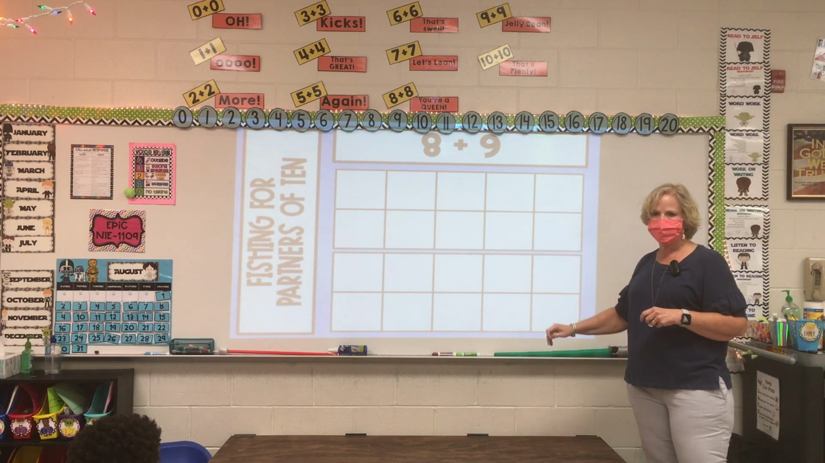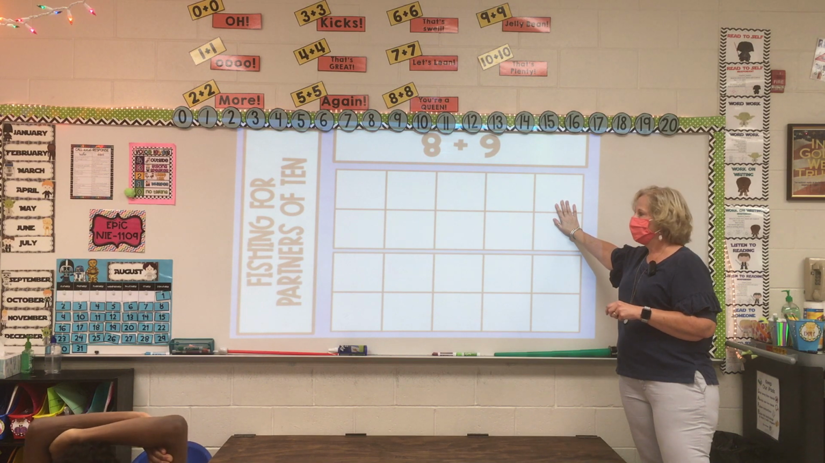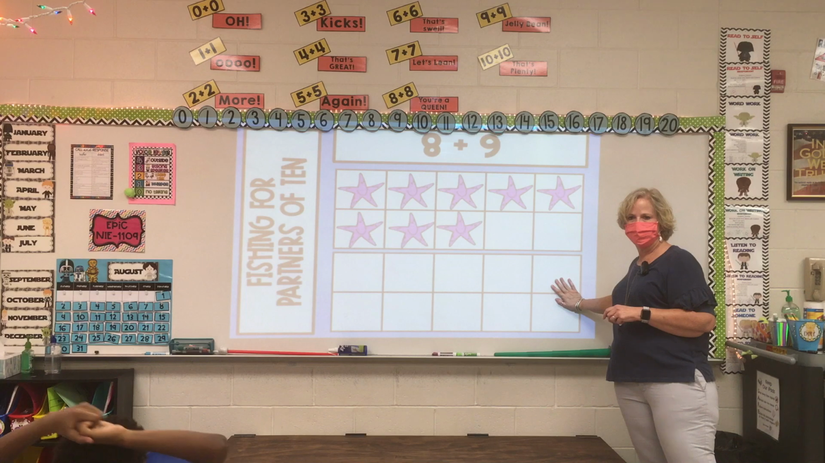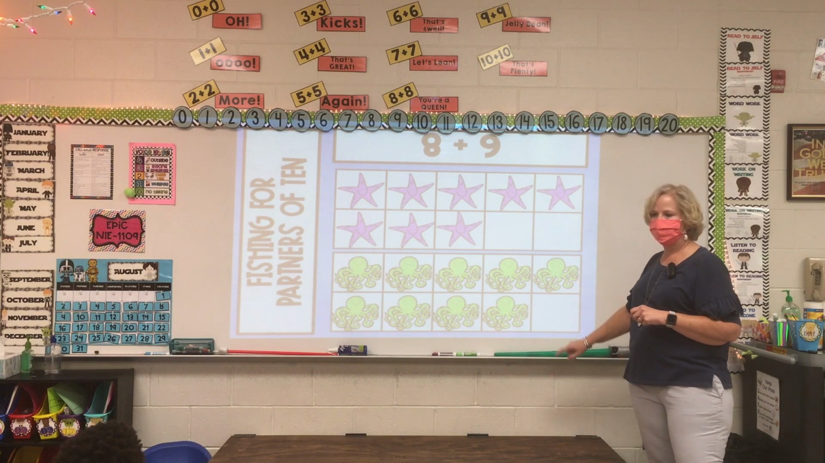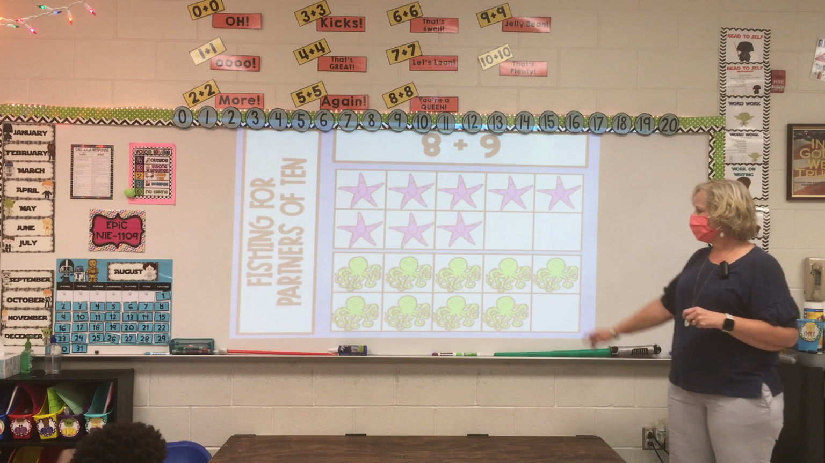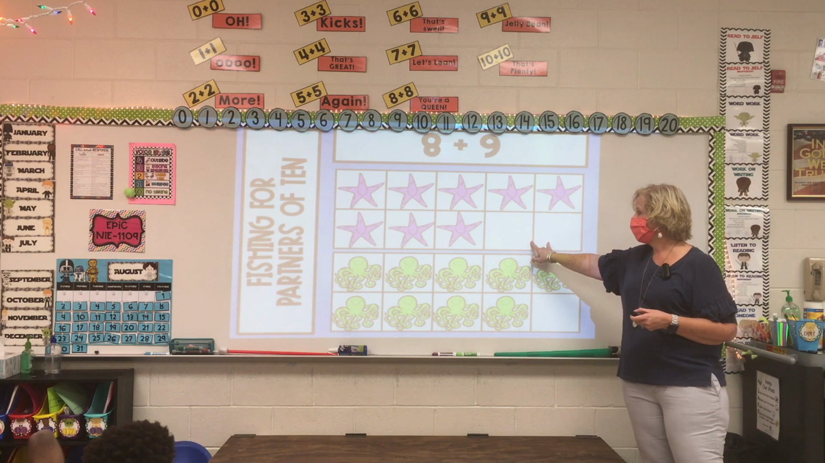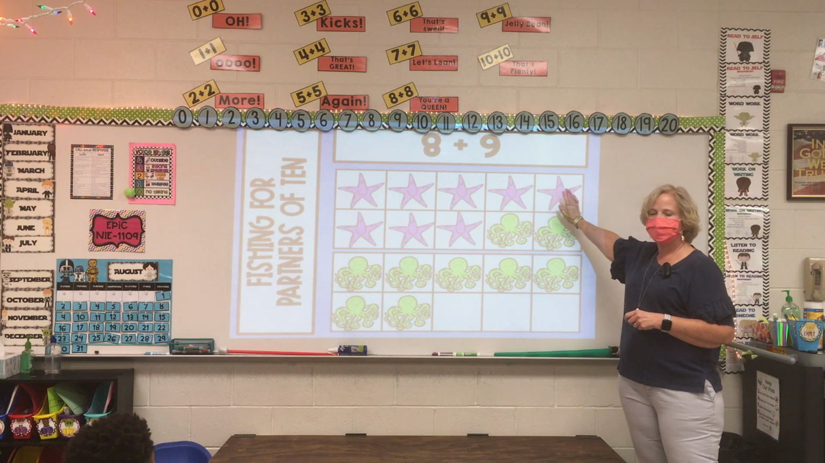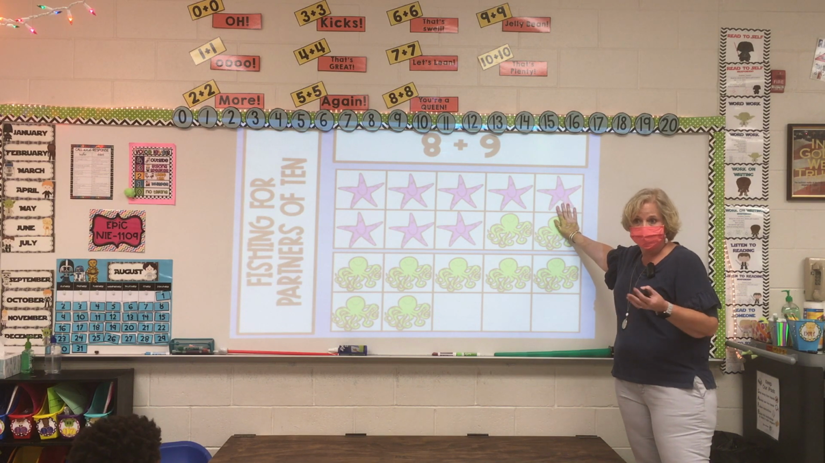Let's look at 8 plus 9. How many is going to go in my first 10 frame? 8, right? So I have 8 starfish. How many is going to go in my second 10 frame? 9 octopus. There it is. I only have 1 blank. How many octopus do I need to move up to fill up my 10 frame? I need 2, right? So I'm going to move 2 up. So now this 10 frame is filled, right? So I know how many's in it.